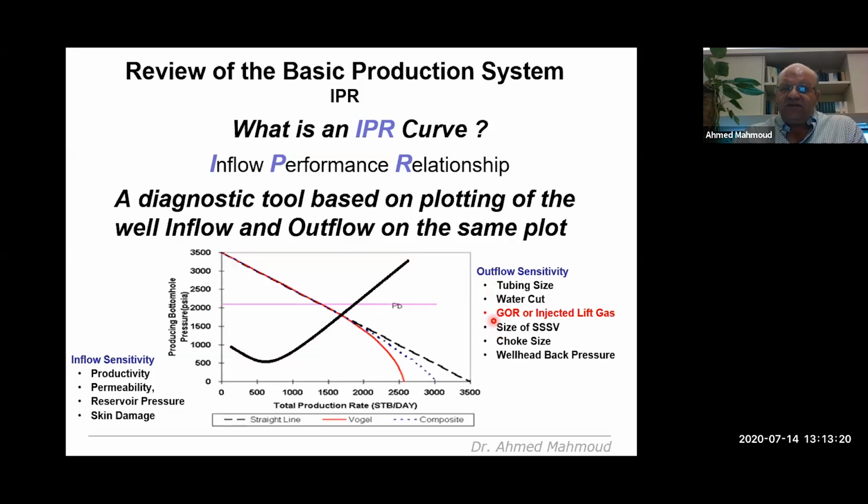On the other side, the outflow curve is affected by a couple of other things. The outflow curve is basically anything starting from inside the wellbore all the way up north. So you'll have the tubing size, the water cut, the GOR, and the injected gas lift, which we'll talk about today in detail. Size of the subsurface safety valve, the choke size, the wellhead back pressure. So everything from the wellbore up north affects outflow. Everything from the reservoir to the wellbore is inflow.